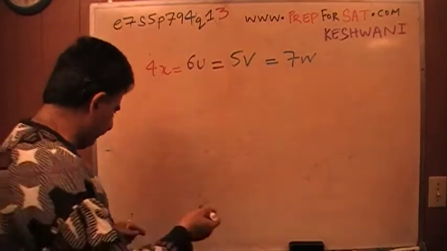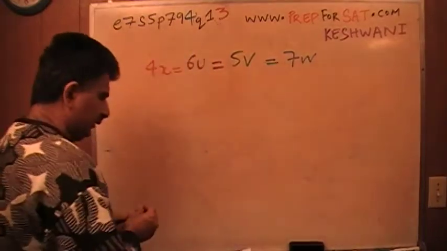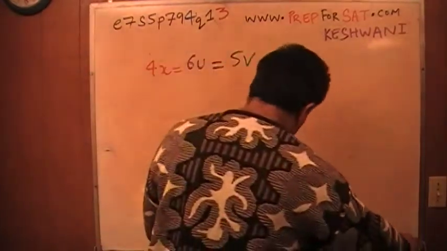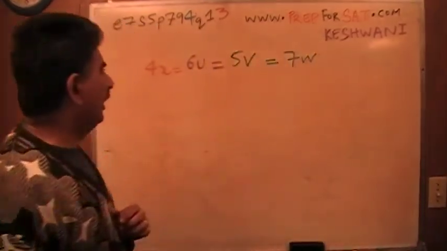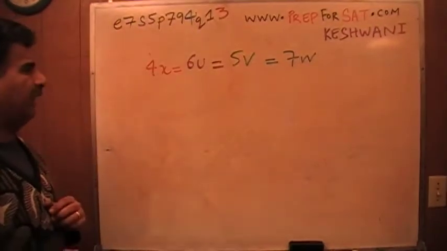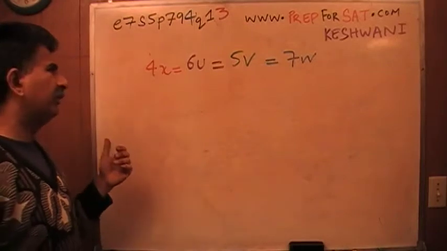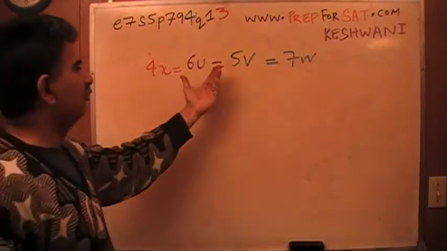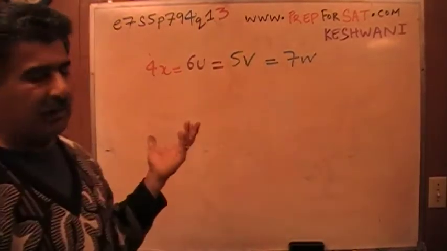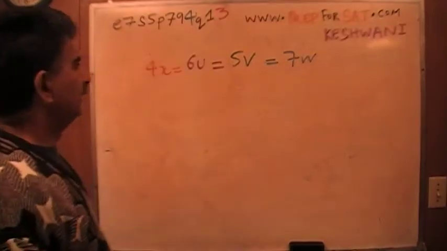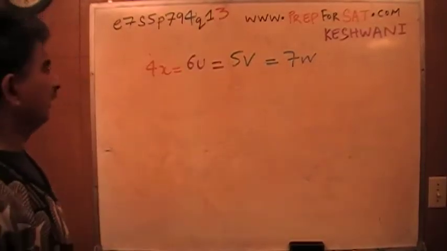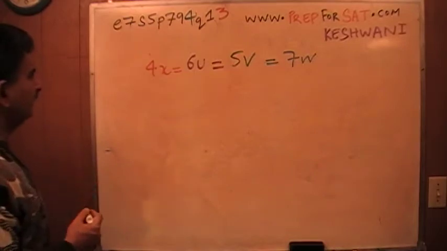I'm going to show you how I would solve this problem. People will tell you to plug in numbers if you want to. You could plug in numbers for x, u, v, and w, and based on that, find the order. You could do that, and I probably will do that afterwards. Let's take a look at it.